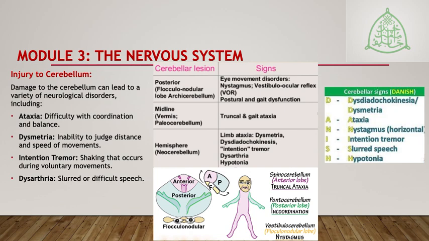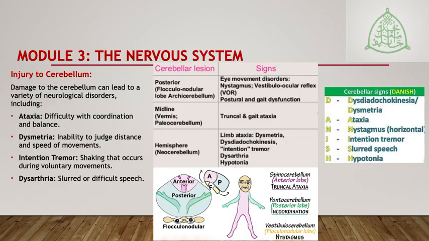While flocculonodular, like I said earlier on, is highly involved with our eyes and the locomotion of our eyes, that is movement of our eyes. I know sometimes, most of the time, when our eyes are moving, it tends to also move with our head, and that is why the flocculonodular lobe is associated with the movement of the eyes and the face as well.